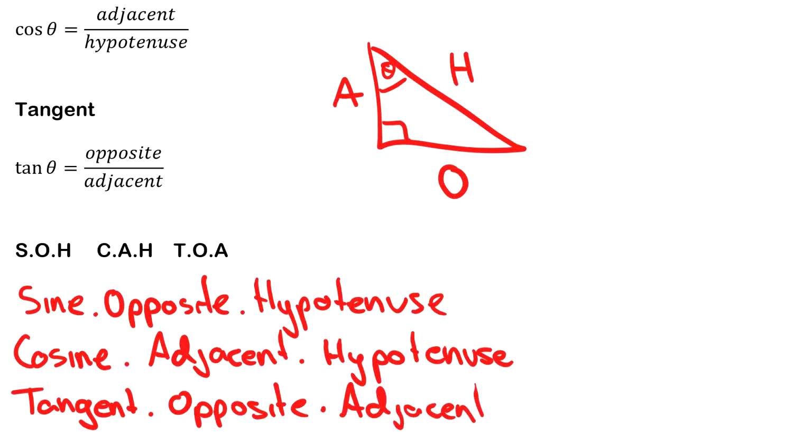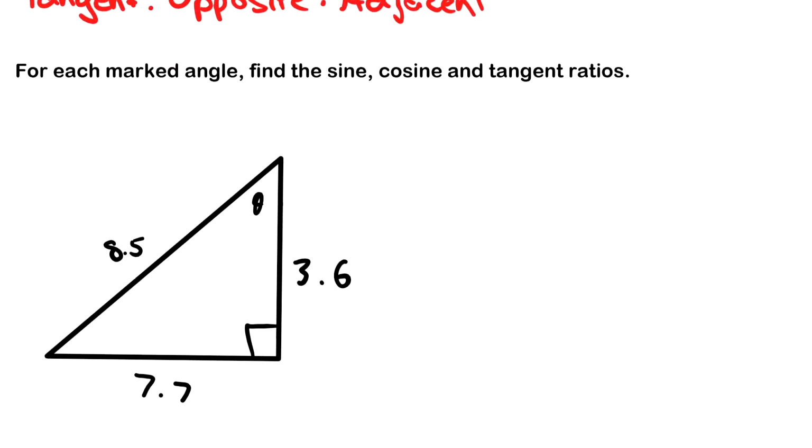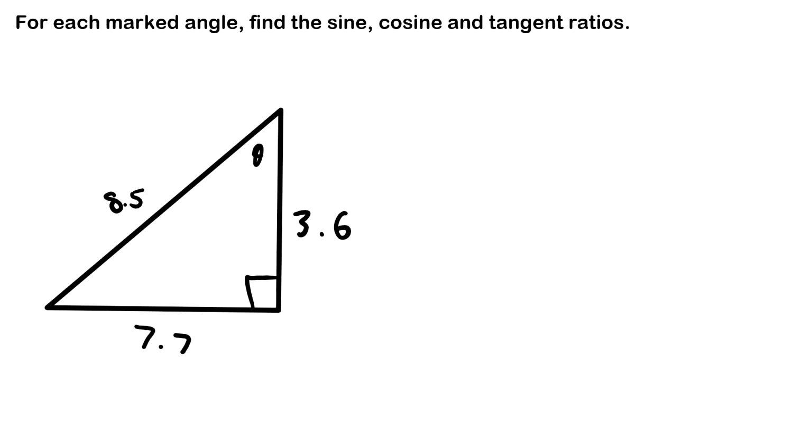Whenever you're doing these type of questions, it's a good idea to write SOH CAH TOA at the top of your page so you can refer back to it and help you jog your memory about which sides are in sine, cos, and tan. Now we're going to jump into some questions. For each marked angle, find sine, cosine, tangent.